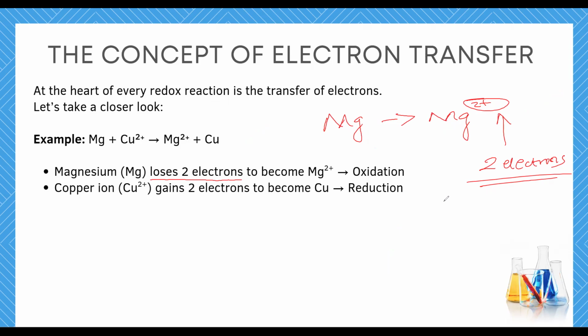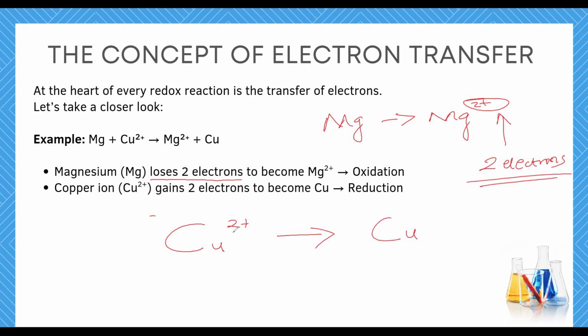And when electrons are gained, that is the process of reduction. Now look at this over here. The second element that is taking part in this chemical reaction is copper. And on the left-hand side of the equation, we have copper 2 plus, which is a positively charged ion. And on the right-hand side of the equation, we have the copper atom.